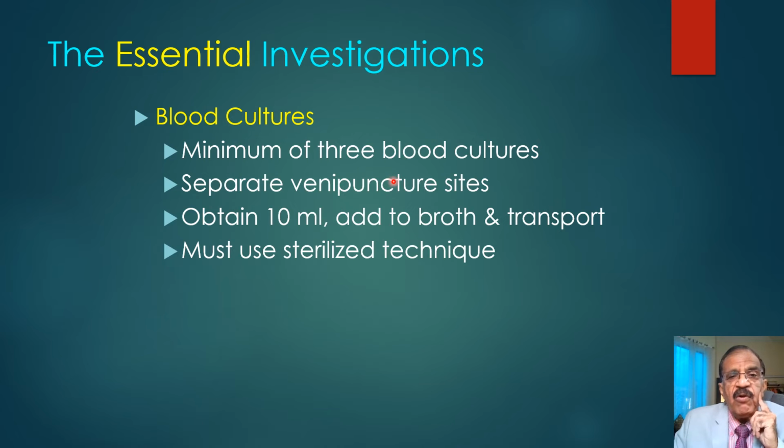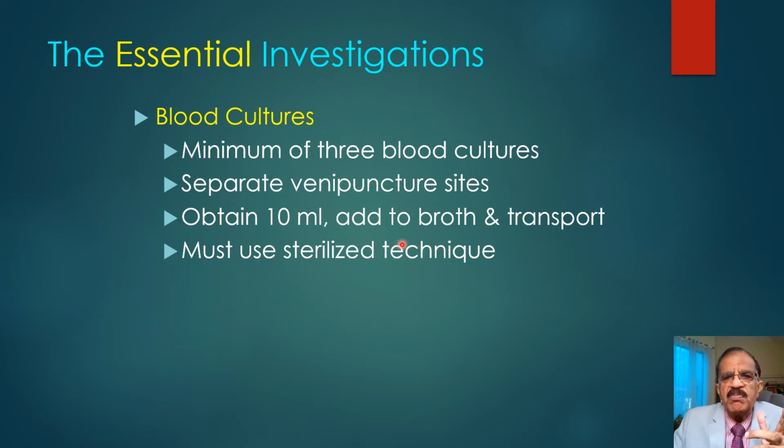And what is the philosophy of 3 cultures? Because the average yield of positivity in one culture is like 30%, 33%. So you are not going to find the organism in one culture. So if you do 3 cultures, then your chance of finding an organism is close to 100%. Use separate venipuncture sites and obtain 10 ml, and add to the broth.